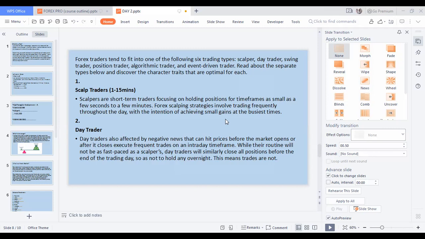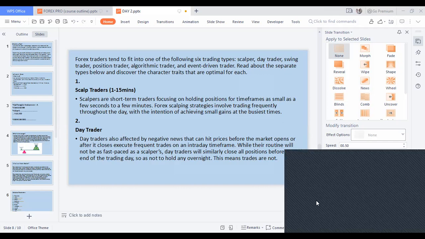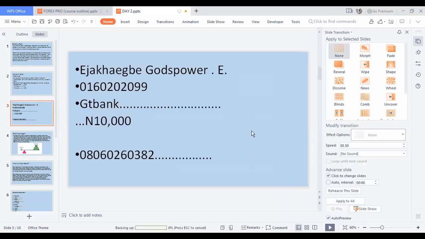So, class, after Thursday's class, there is no other class again. The other class that will now hold from 18th of October to 1st of November will be the advanced class. And the fee for the advanced class is 10,000 naira. I know that by the grace of God, class, 10,000 naira is a very big deal. I agree with you.